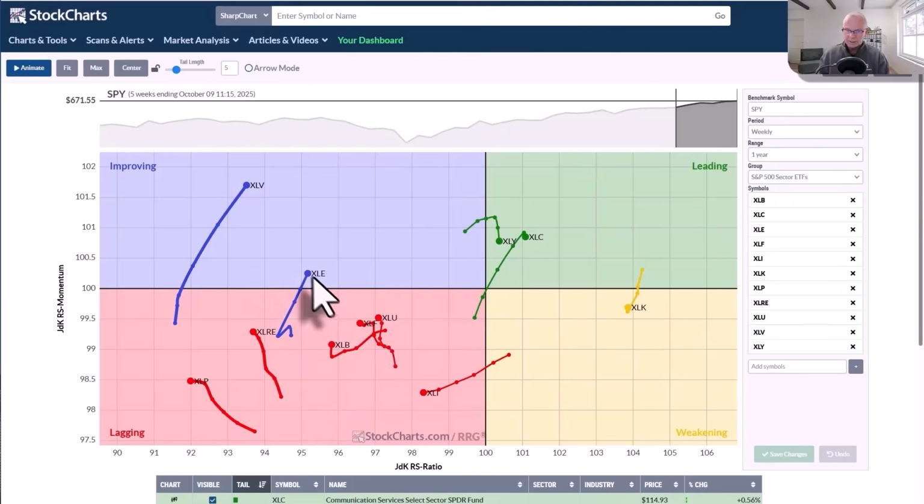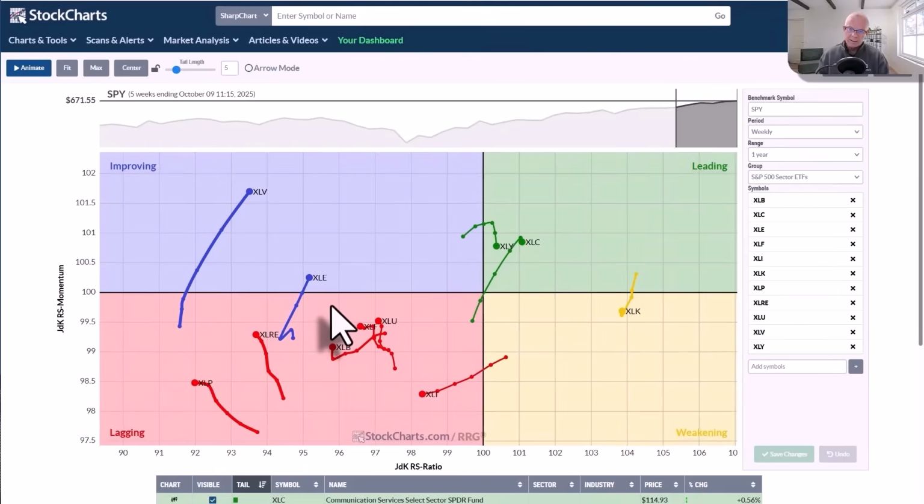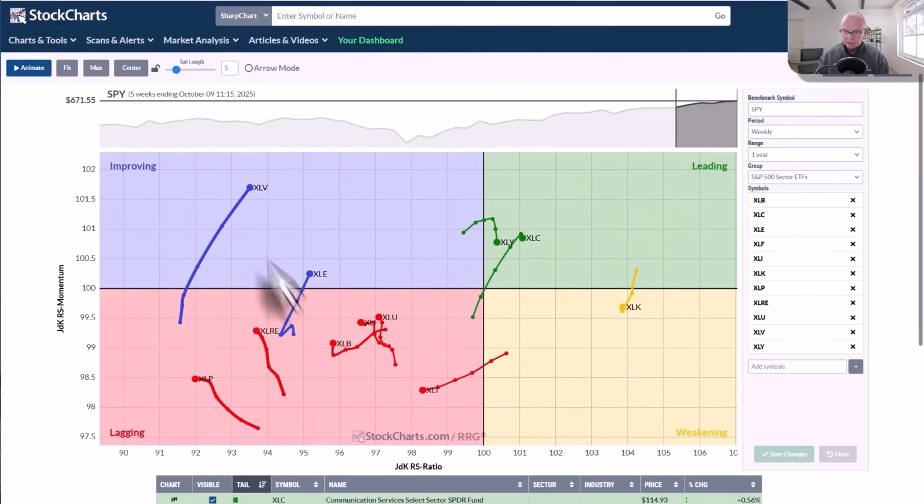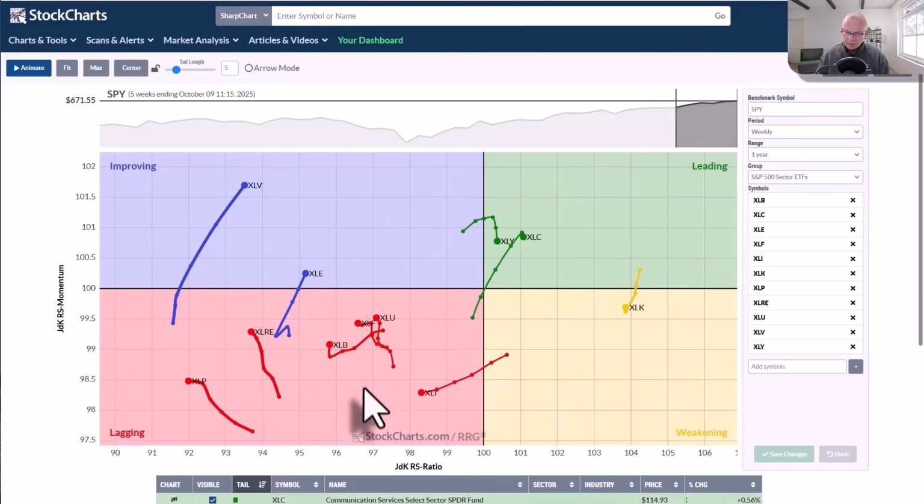However, both of them, energy and healthcare, are still at relatively low readings of the RS ratio, and that means that they are both still at risk for a rotation, lagging, improving, back to lagging. It's a little too early to make that call yet this week, based on this weekly RRG. We go into the lagging quadrant.